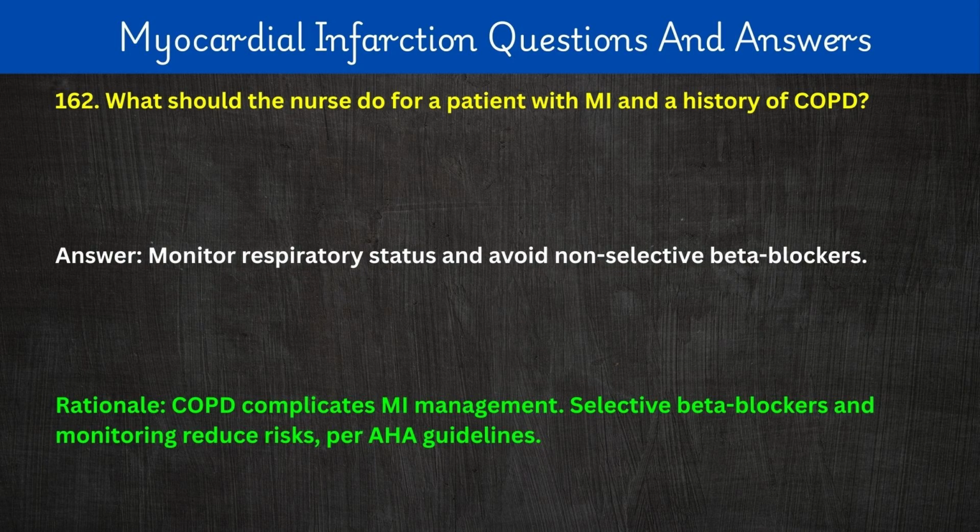162. What should the nurse do for a patient with MI and a history of COPD? Answer: monitor respiratory status and avoid non-selective beta blockers. Rationale: COPD complicates MI management. Selective beta blockers and monitoring reduce risks, per AHA guidelines.